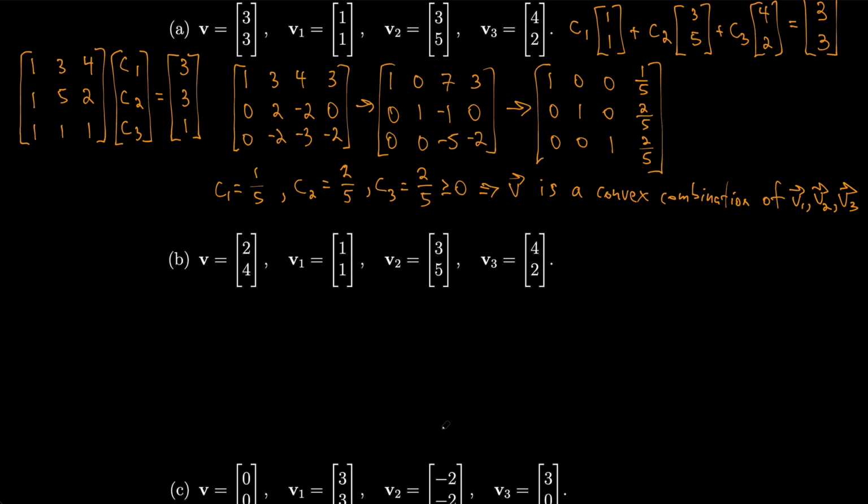Let's do that again for the second example, different vectors this time. So we'll have c1 times (1, 1) plus c2 times (3, 5) and c3 times (4, 2).